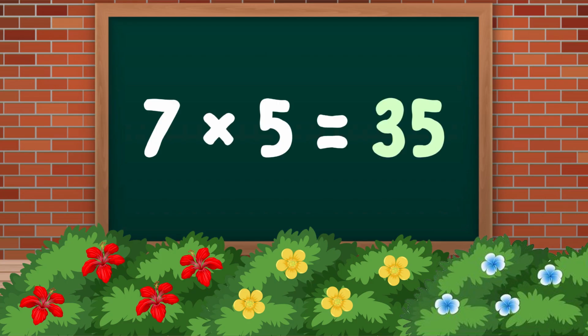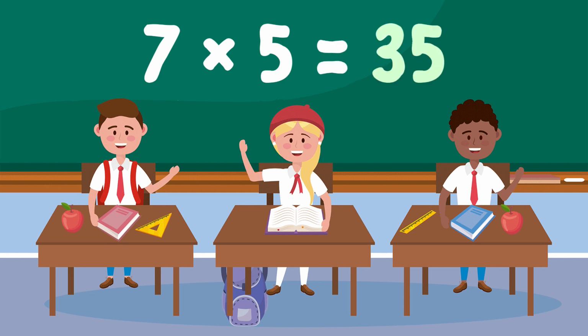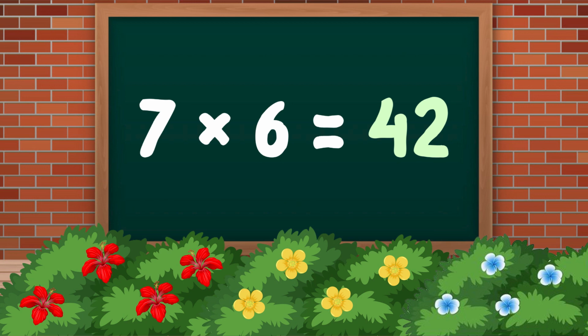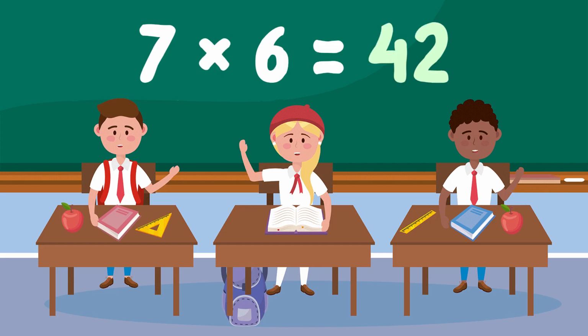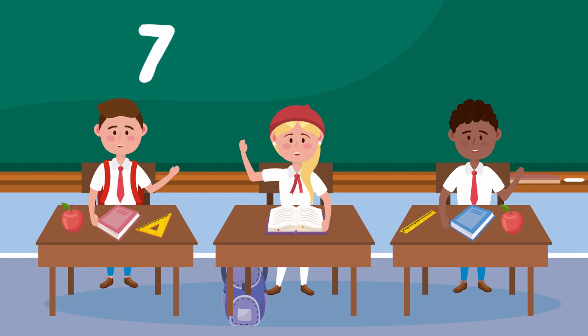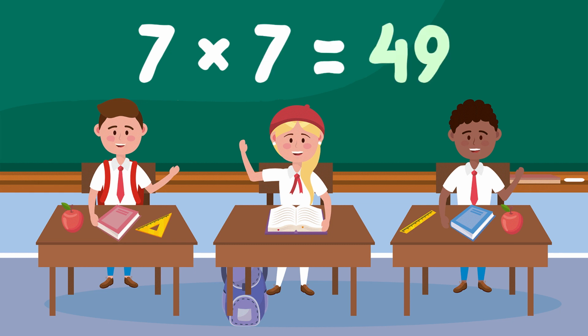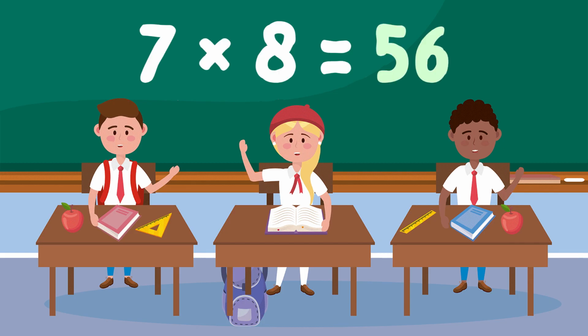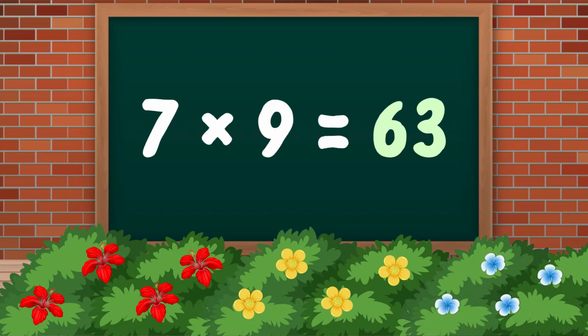7 fives are 35. 7 six are 42. 7 sevens are 49. 7 eights are 56. 7 nines are 63.